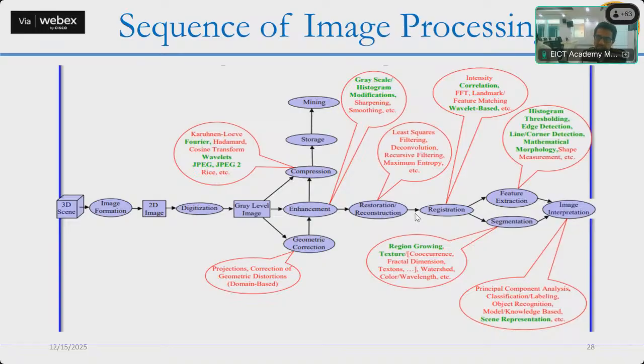So what do we do in registration? Again, we use relations like intensity, correlation. Here FFT, fast Fourier transform, where we do feature matching, and wavelet-based things are there. So this is basically an overview of what you are seeing here. And then finally, from the registration, we extract the features, then segmentation, and thereafter we interpret the image. So this is the overall scenario of the image processing which takes place.